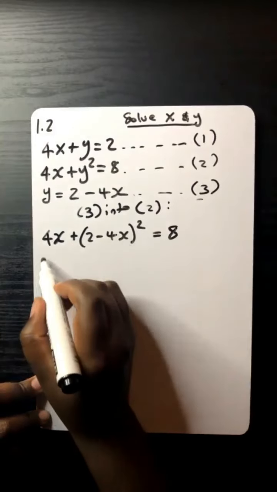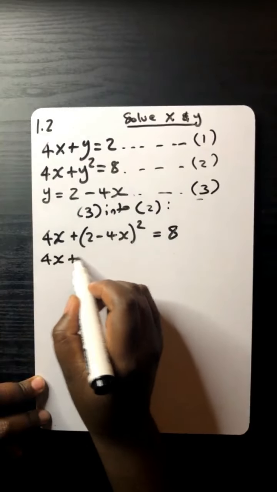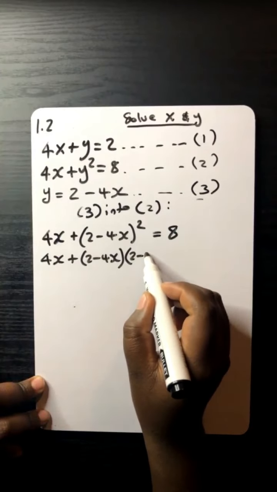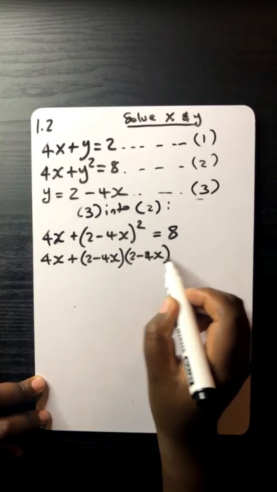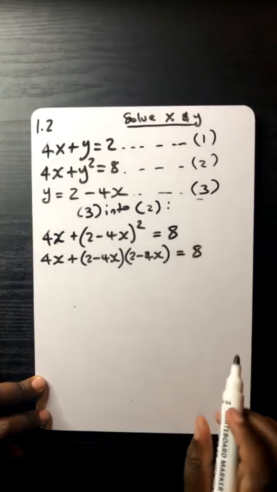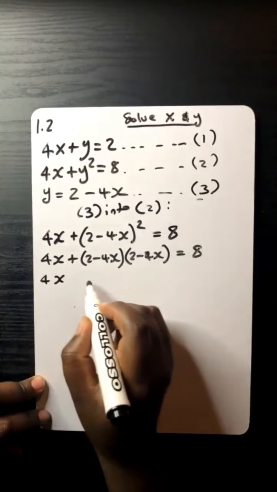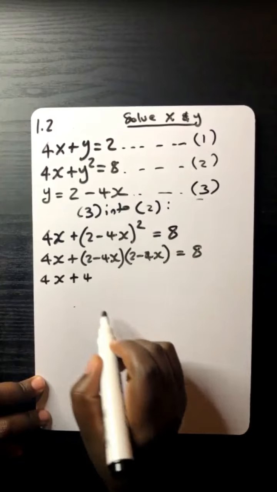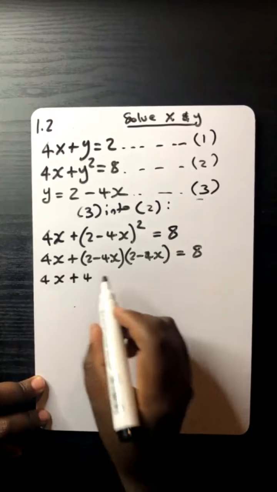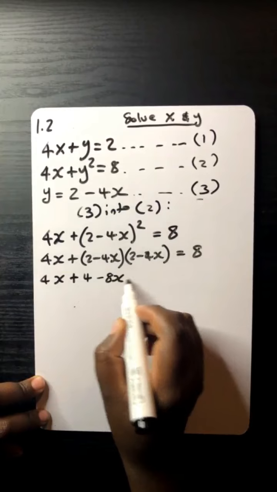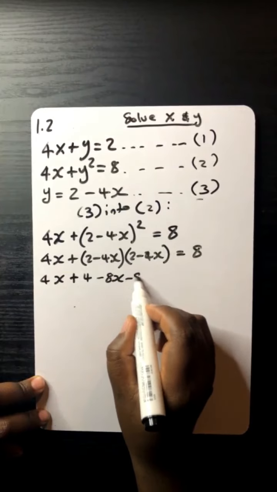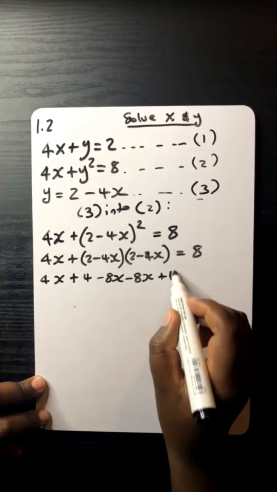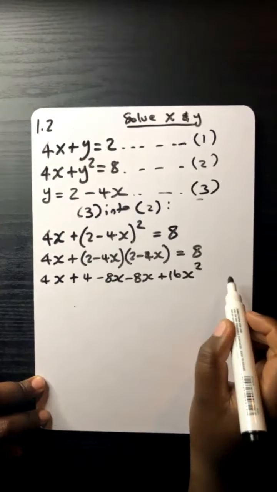Let's work out that part. So we've got 4x plus (2 minus 4x) times (2 minus 4x) is equal to 8. So be careful, ladies and gentlemen. You've got x squared, plus, in this case, number times number, which is 4. Number times that, it's minus 8x, and that times that, it's minus 8x. That times that, it's positive. I think it's 16x squared. Remember, it's x squared.